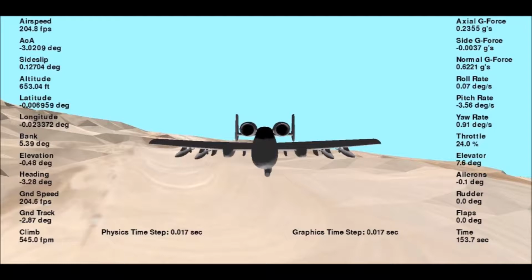Now, you'll notice up and down the left and right side of the screen, we're printing out a number of important values. These include, of course, airspeed, angle of attack, side slip, the altitude at which we're flying, our bank and elevation angles, roll, pitch, and yaw rates, our elevator, aileron, and rudder deflections, as well as our throttle values and a number of other important parameters that we would want to know about our aircraft as we fly.